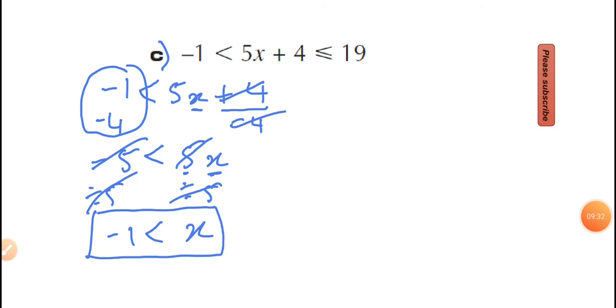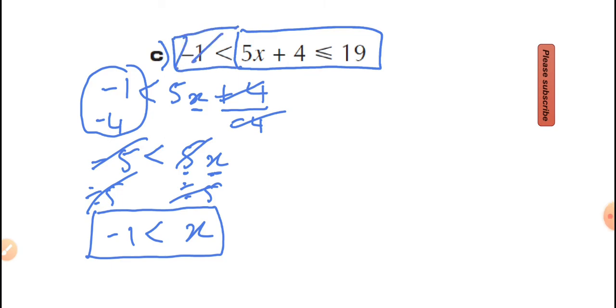Now to continue, we're going to look at the other half of the equation. So we're going to ignore this bit for the time being. Let's copy the right hand side down. So 5x plus 4 has to be greater than or equal to 19. To get the x on its own, I have to get rid of this plus 4 here first. To do that, I have to take away 4 on both sides.